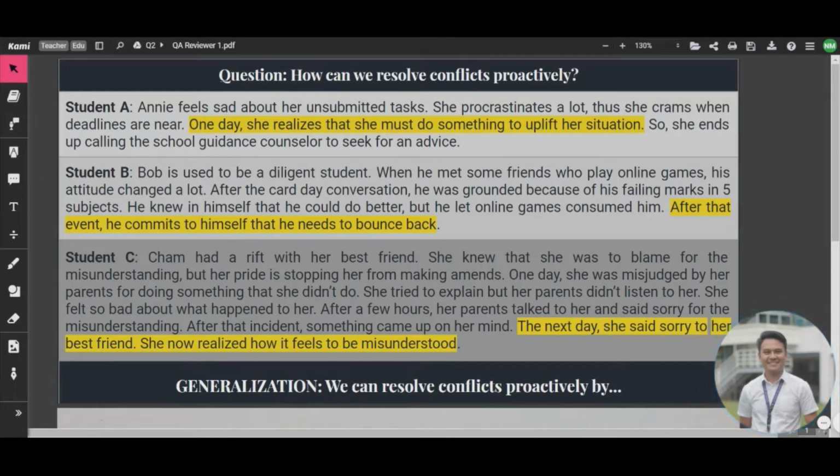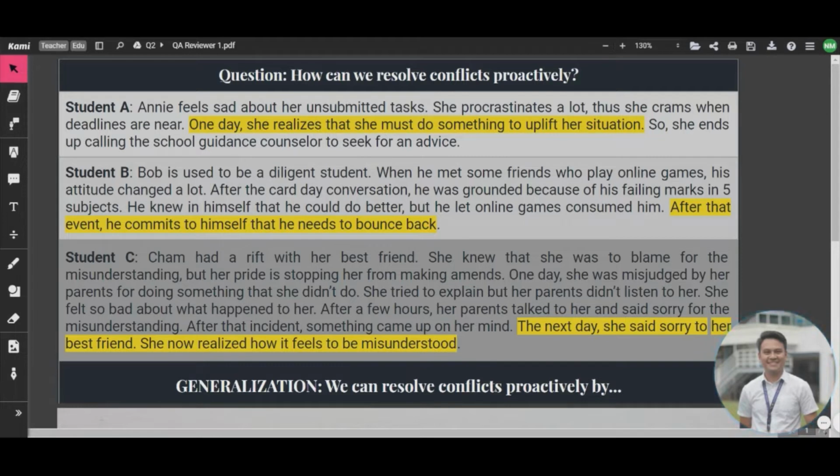Number 3, Student C. Cham had a rift with her best friend. She knew that she was to blame for the misunderstanding, but her pride is stopping her from making amends. One day, she was misjudged by her parents for doing something that she didn't do. She tried to explain, but her parents didn't listen to her. She felt so bad after what happened to her.